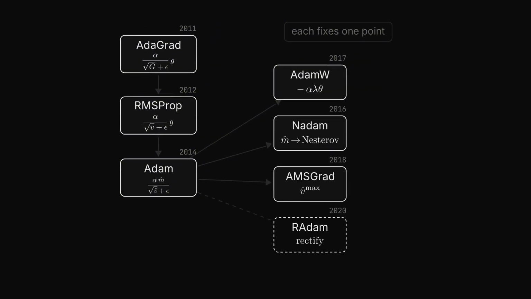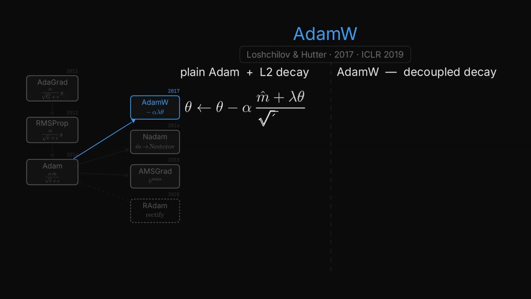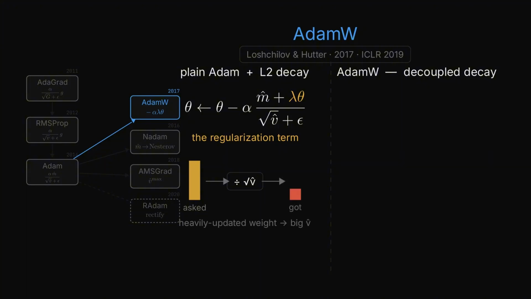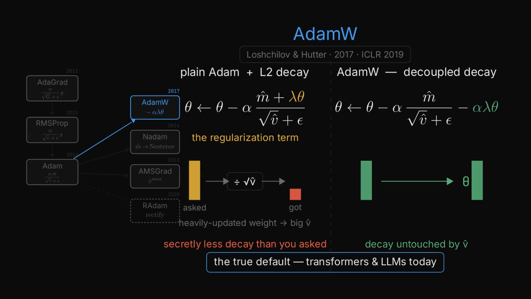Now the tree of variants after Adam. Each fixes 1 point. AdamW, from Loshchilov and Hutter in 2017, and at ICLR 2019, pulls weight decay out of the adaptive step. Read it like a sentence. In plain Adam, the regularization term gets divided by the square root of v along with the gradient. So heavily updated weights secretly get less decay than you asked for. AdamW applies the decay straight to the weights instead. This is the true default for transformers and large language models today.